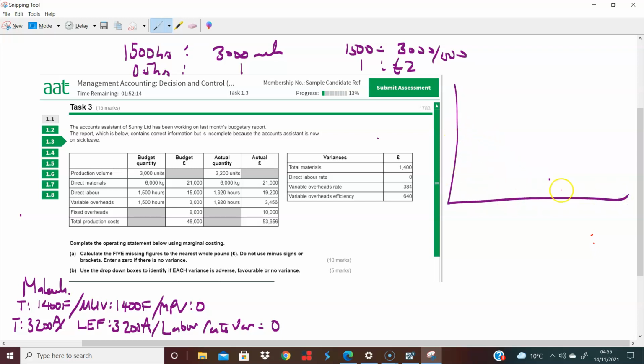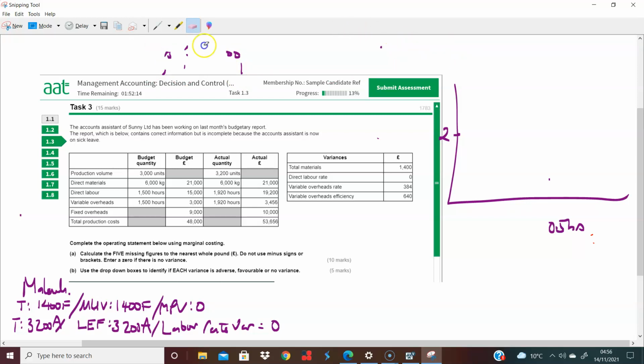So let's come over here. What have I really done here? I've said you need 0.5 hours and each should be at £2. Let me clean that, to give ourselves some space up there. So that's what I need, £2 for every variable overhead hour. And then what am I doing now? It says that you did 3,200 units, which means that you should be using 1,600 hours. You did 1,920 hours.